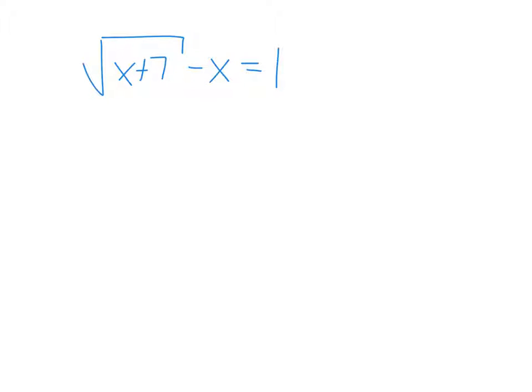All right, what's going on? Add x to each side. We don't have the radical by itself, so let's add x to both sides. So then we have the square root of x plus 7 equals what? 1 plus x. All right, so I'm going to write x plus 1, but that's the same thing. Now we have the situation we want, so we square them.